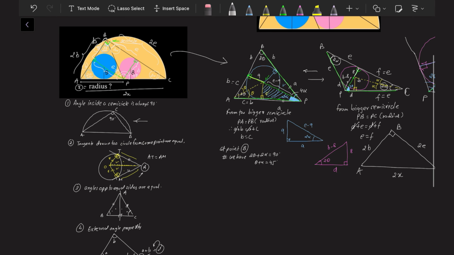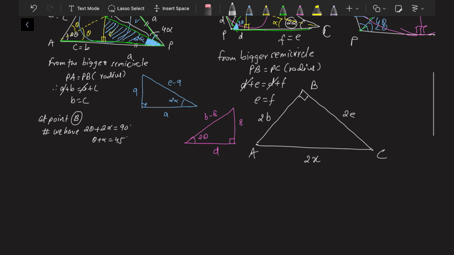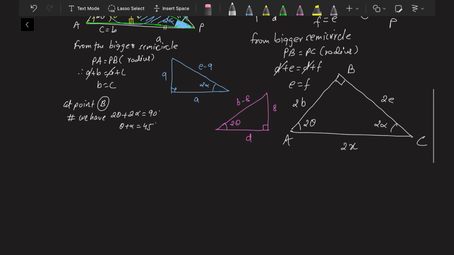We have taken the biggest right angle triangle from this figure, and we have also seen that this angle was 2 theta and this angle was 2 alpha. Now let us combine all these things together. First of all, talking about this biggest white right triangle, what is the value of sine 2 theta? It is going to be opposite upon hypotenuse, 2e upon 2x. 2 and 2 cancel, we have e upon x.